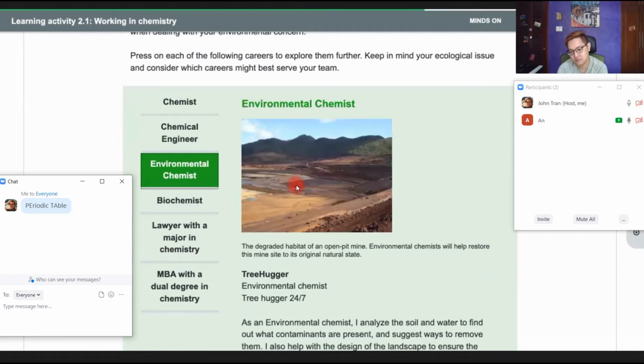Environmental chemist. To decrease the impact of an open pit mine, environmental chemists will help restore this mine site to its original natural state. Tree hugger.